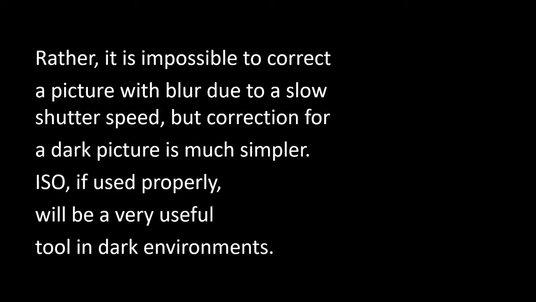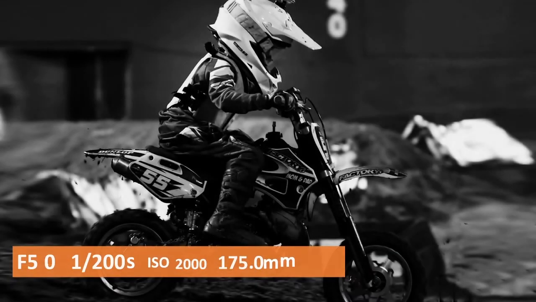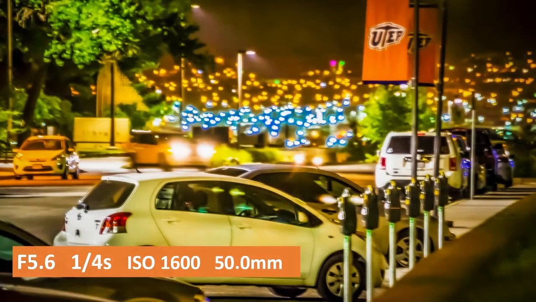Rather, it is impossible to correct a picture with blur due to a slow shutter speed, but correction for a dark picture is much simpler. ISO, if used properly, will be a very useful tool in dark environments. Aperture value, shutter speed, and ISO. However, in the essential parts of the three basic camera terms and the camera configuration exposure triangle, I explained it as simple and easy as possible.